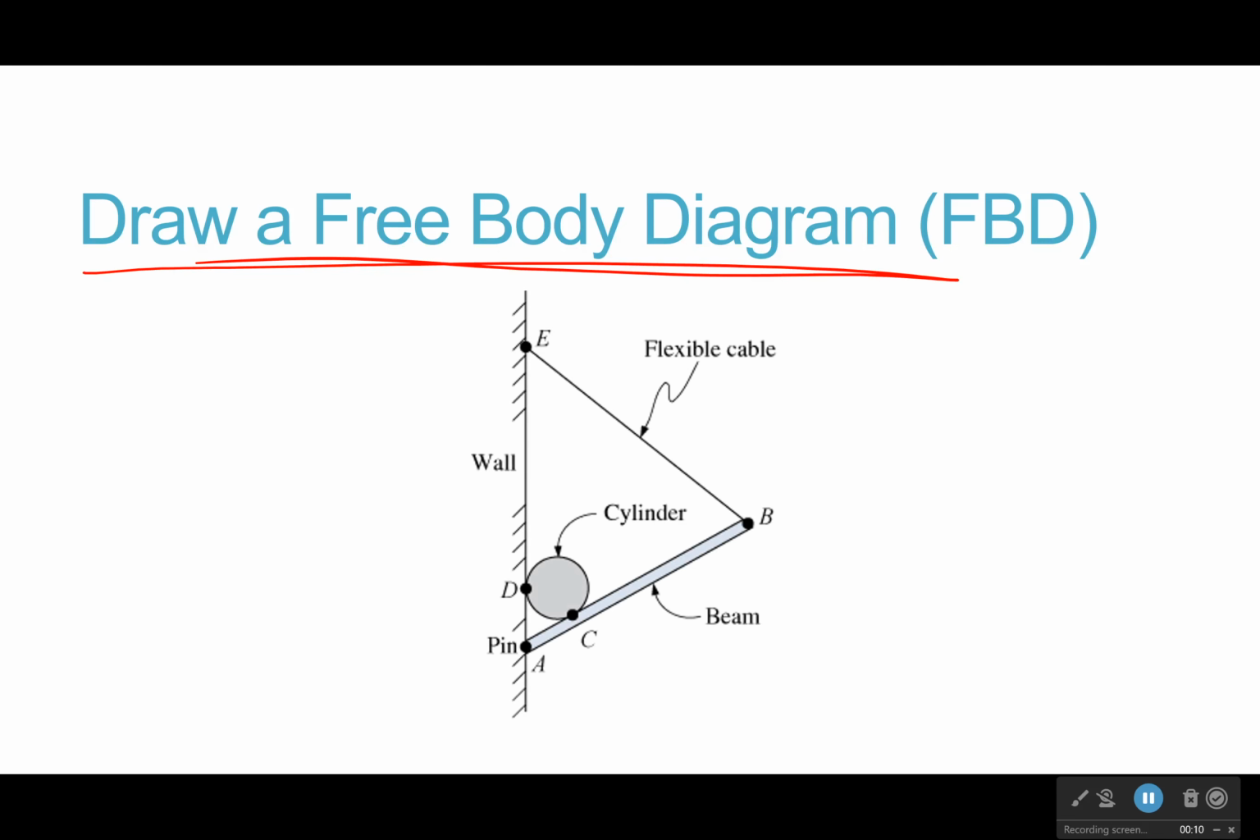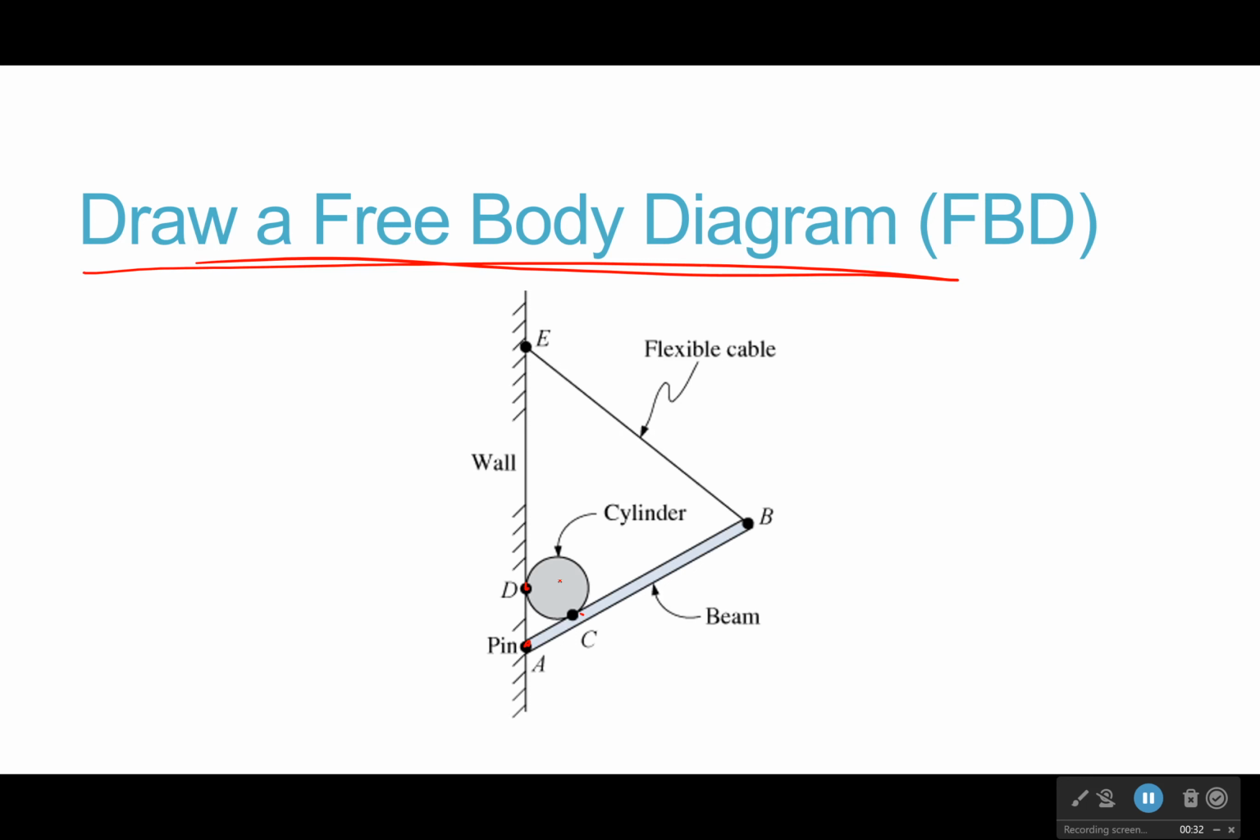Well, what we have here is a beam, it's pinned at the wall. We have a cylinder that's sitting on top of it, okay? There's a point at D, a point at C. Well, this all makes sense. So how many free body diagrams do you think we're going to have here? Well, actually I'm going to leave it like this for a second.